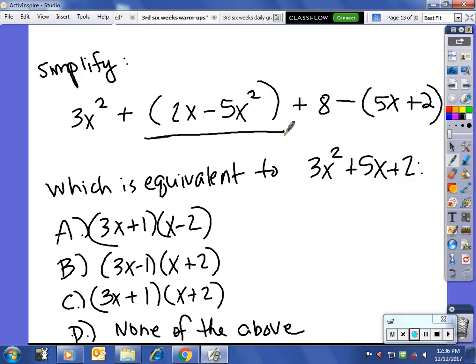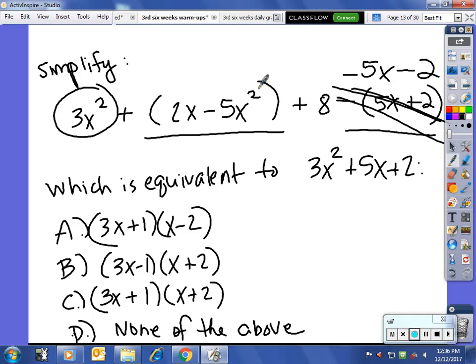That doesn't affect anything. However, this last set of parentheses does have something being distributed. A negative sign. So you do have to distribute the negative sign here. So the last two terms really become minus 5x minus 2. And I'm going to cross that out so I know I've distributed the negative sign. Then you look for like terms. I've got a 3x squared and a negative 5x squared. Put them together. How much is that? Negative 2x squared.